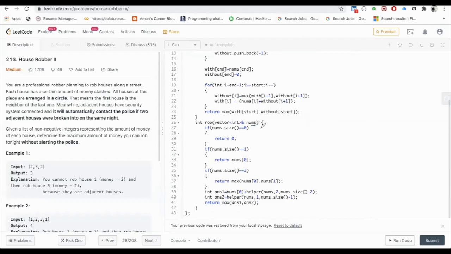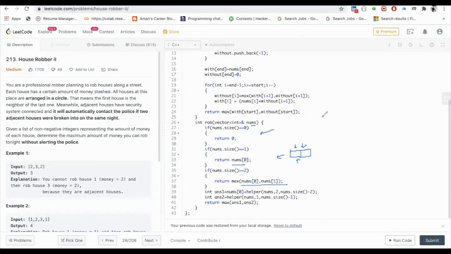So if the houses array size is less than or equal to 0, my profit is 0. If the size is only 1, then I can rob this house, so that is why I'm returning the 0th index one. If my houses array size is less than or equal to 2, I can rob only one of these houses, right? So that's why I'm returning the maximum among these two.